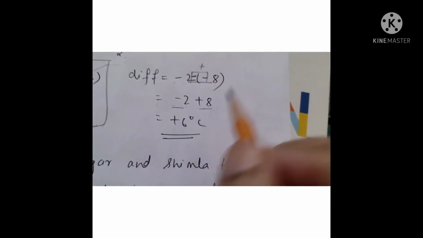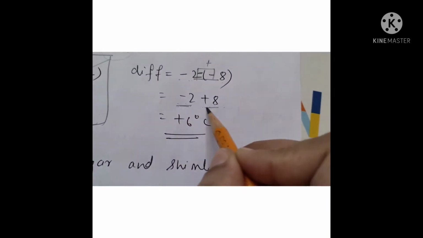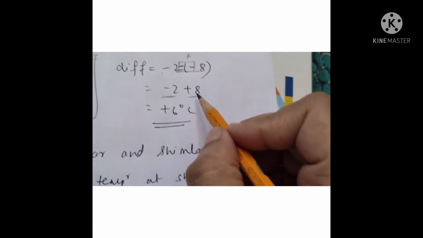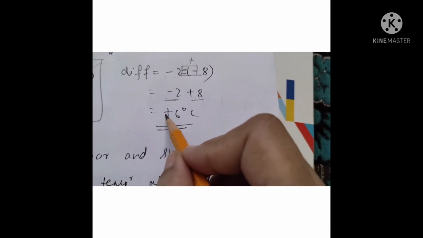So the sign of 6 will always come from the greater number. You need to identify which is the greater number, -2 or +8. +8 is the greater number. The sign of 8 is positive, so the answer will also have a positive sign. So it will be positive 6 degrees centigrade.